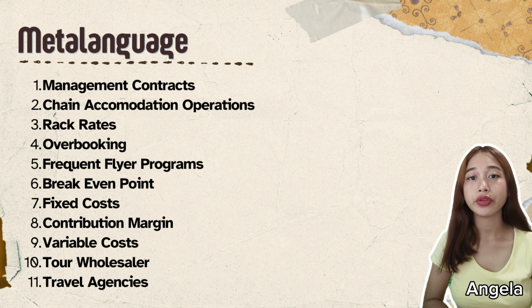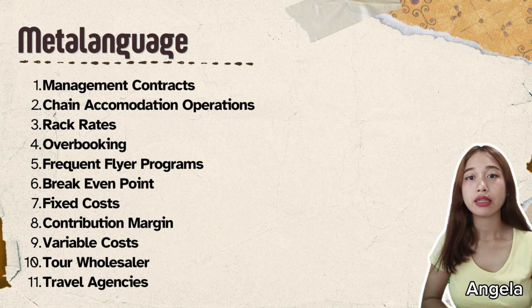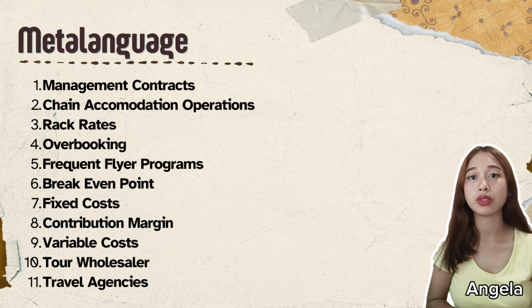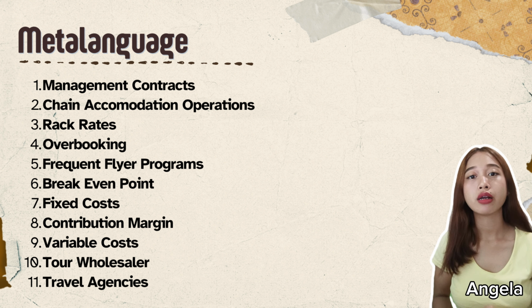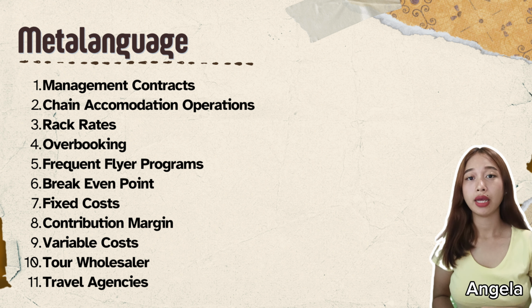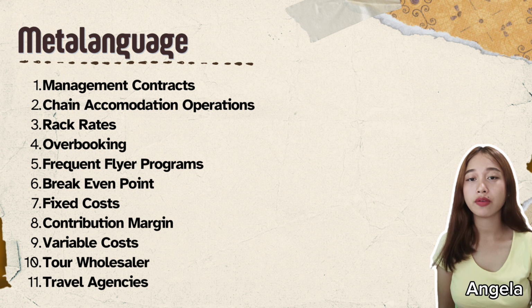Number five, frequent flyer program. It is a loyalty program offered by an airline, and these are airline loyalty schemes designed to reward regular customers. Number six, break even point. It is a point at which cost and income are equal and there is neither profit nor loss. Number seven, fixed costs. Fixed costs are those that stay the same regardless of the volume of the business.